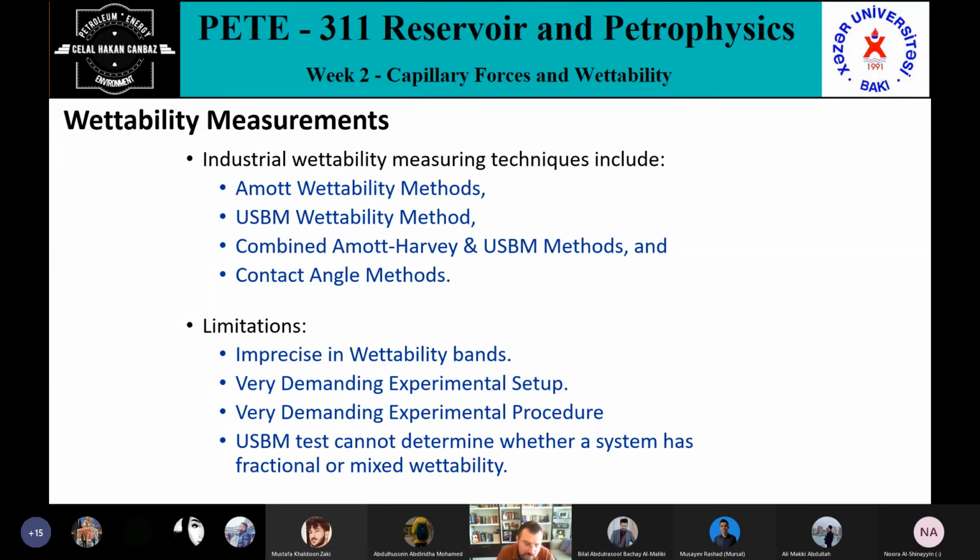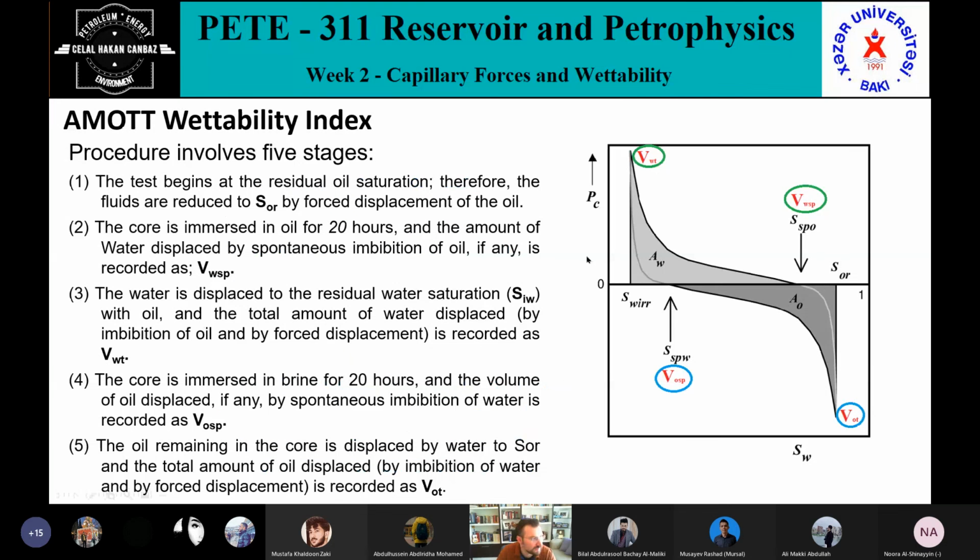For example, the USBM test cannot determine whether a system has fractional or mixed wettability. I gave you the difference between the two, but it doesn't determine whether it's fractional or mixed. So these types of limitations are available for all these methods. Let me start with the Amott method. Quickly, I will pass this part.